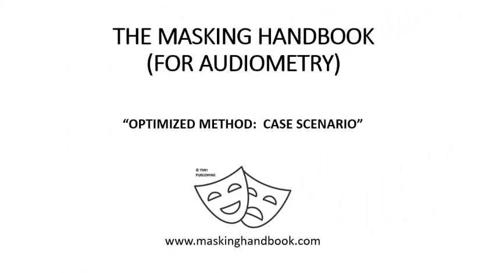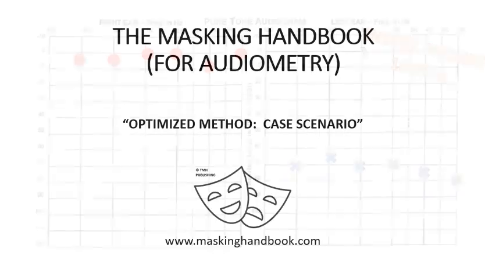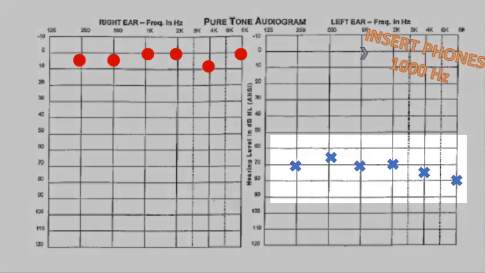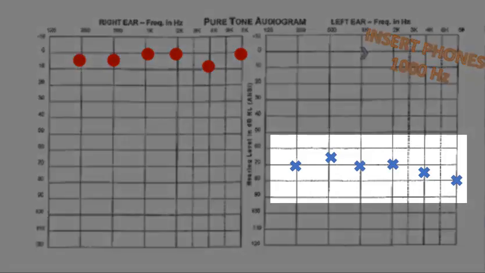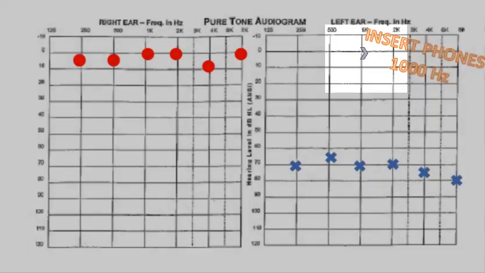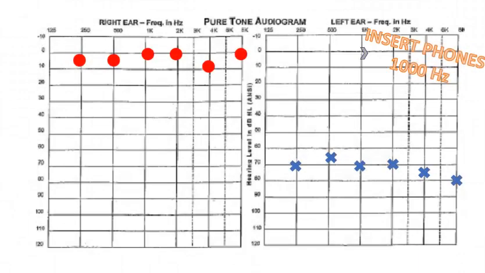In this video, we'll be looking at 70 dB interaural attenuation and how this allows an increase of masking via the optimized method. Let's take a look. Using insert earphones, we have normal hearing in the right ear and unmasked air conduction testing in the left. That shows at least a moderately severe hearing loss being present. The unmasked bone conduction threshold in the left ear is 0 dB. We don't know which ear this is coming from. It could be either ear.